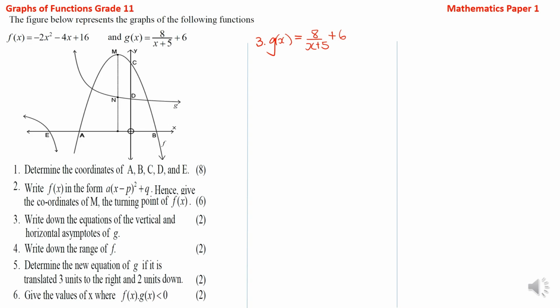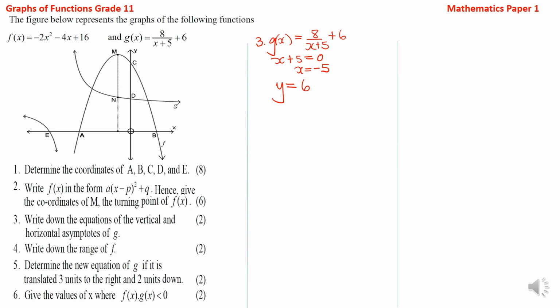So the first asymptote, we equate the denominator to 0. So x plus 5 is our denominator. We equate that to 0, and this gives us x is equal to minus 5. That is the equation of the first asymptote, the vertical one. So the method is to equate the denominator to 0. That gives you the equation of the vertical asymptote. The horizontal asymptote, y is equal to 6. This one is very direct. y is equal to 6.